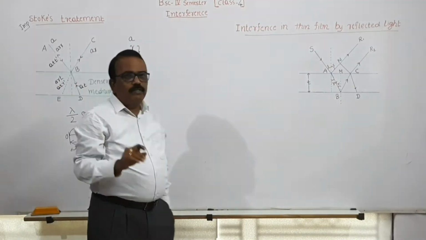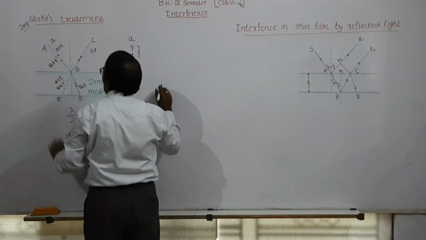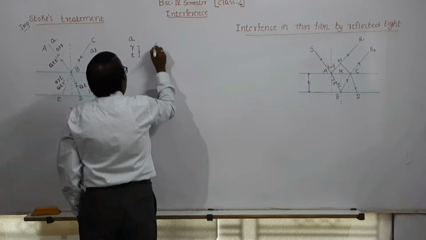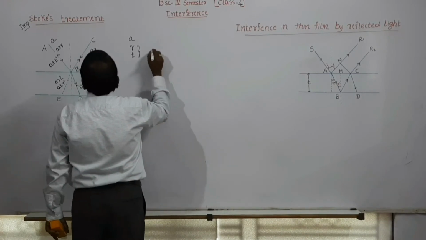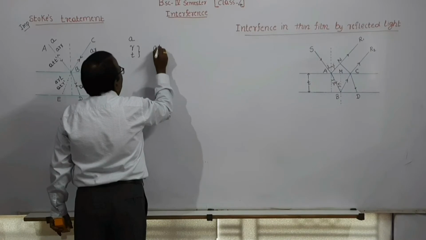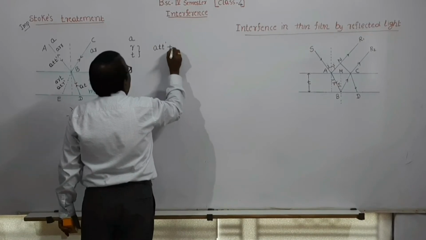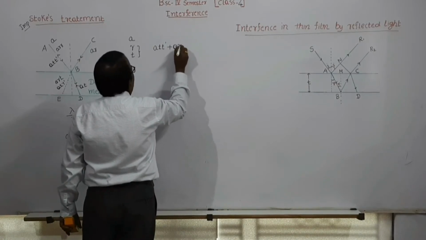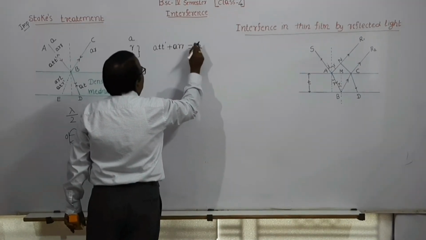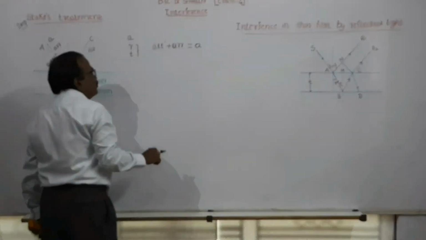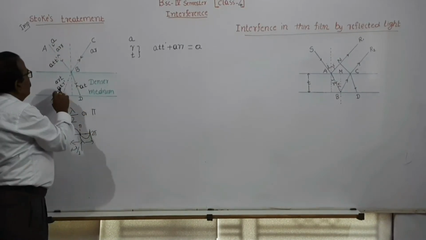If there is no loss of light energy, the sum of these two should be equal to A. That means A T T dash plus A R R should be equal to the incident wave of amplitude A, because this wave has started. But what about the sum of these other two?